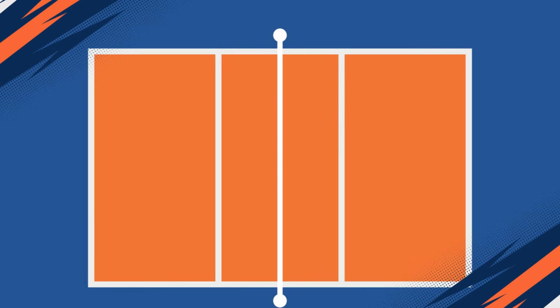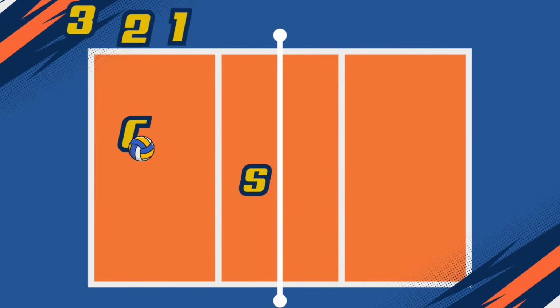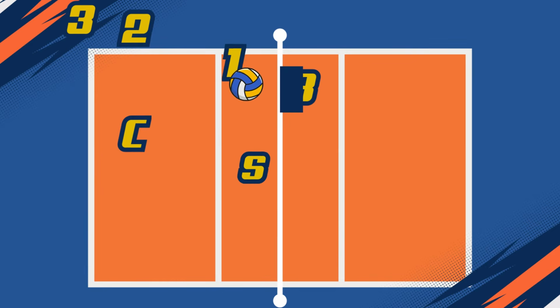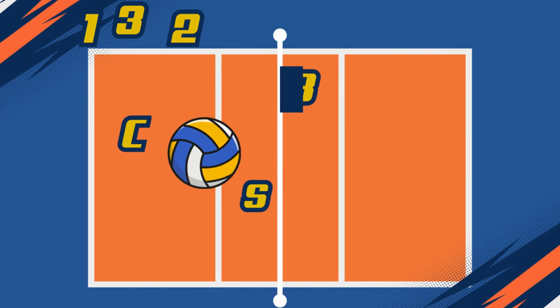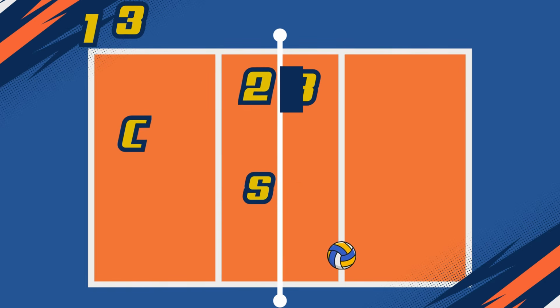Drill number 3 is hitting lines with a block or blocking pad. Run a hitting line with a setter and coach tossing, but add a live blocker using a blocking pad. The setter's goal is to avoid sending balls too tight, too low, or directly into the blocker's space. Hitters call for tempo, and the setter adjusts height or placement to keep the hitter off the block.